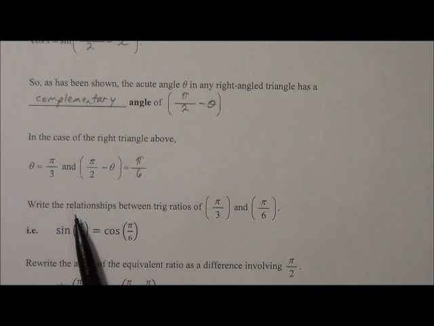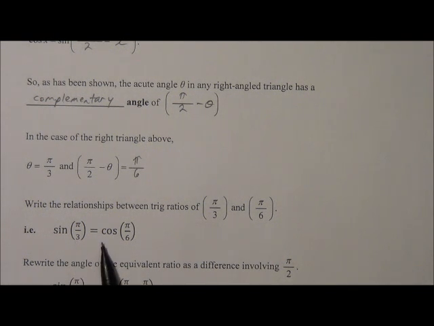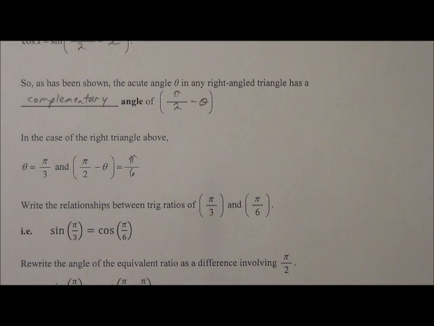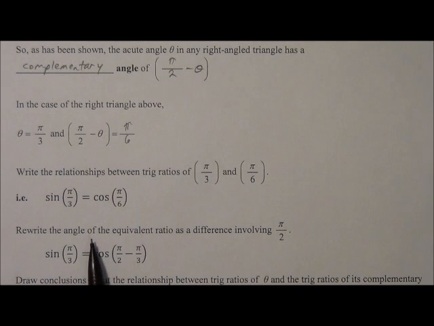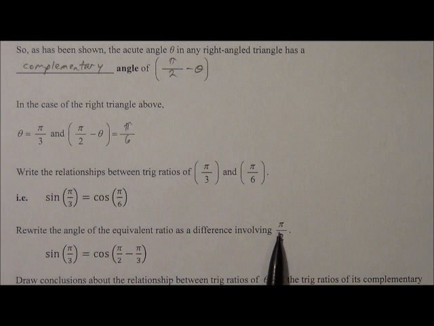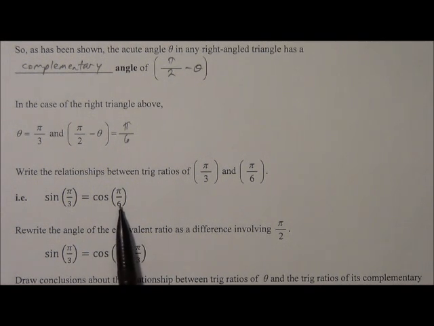Okay, so then if we want to write relationships between the trig ratios of pi by 3 and pi by 6, we see that sine of pi by 3 equals the cosine of pi by 6, which you already saw from the table that you filled out before. Now, if we were to rewrite this angle of the equivalent ratio as a difference involving pi by 2, we would get sine of pi by 3 equals the cosine of pi by 2 minus pi by 3. And that, of course, is pi by 6.